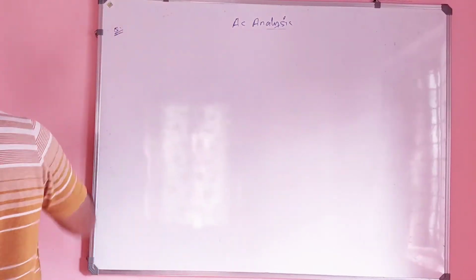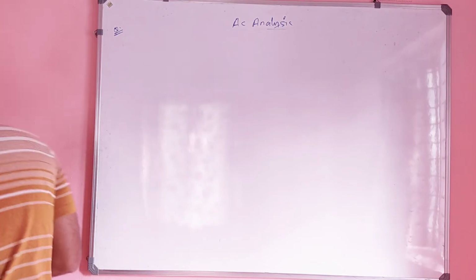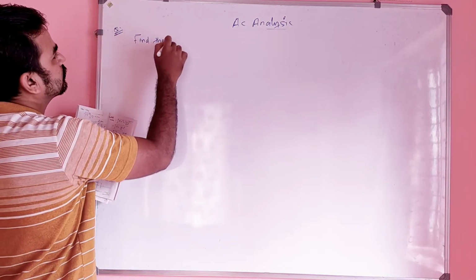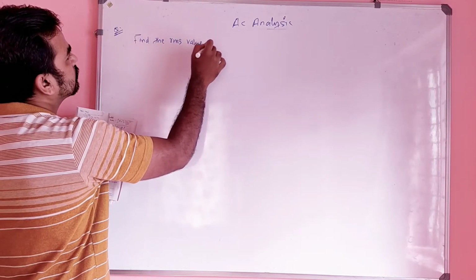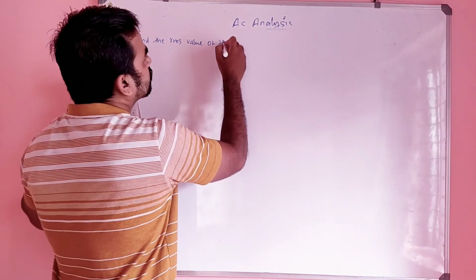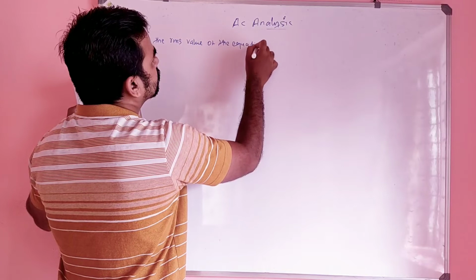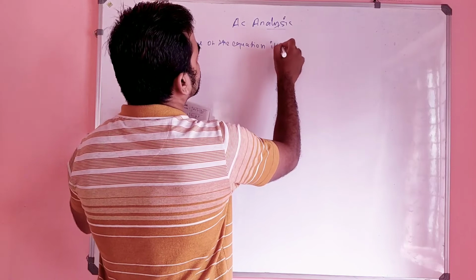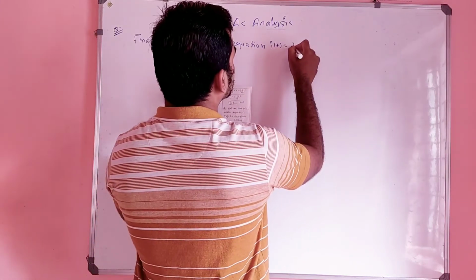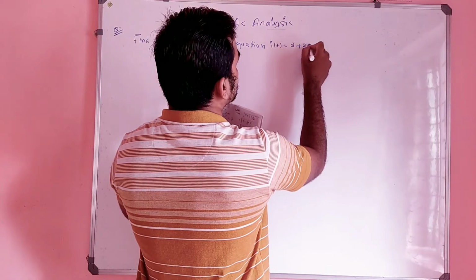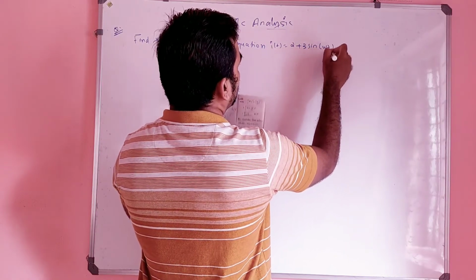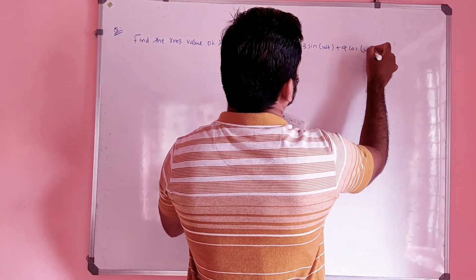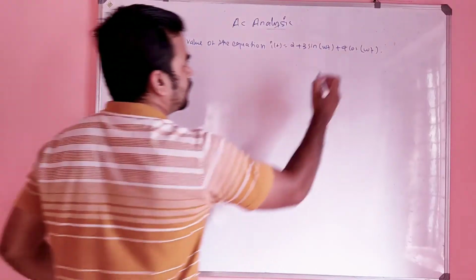So let's do another problem. Find the RMS value of the equation i(t) = 2 + sin omega t + 4 cos omega t.